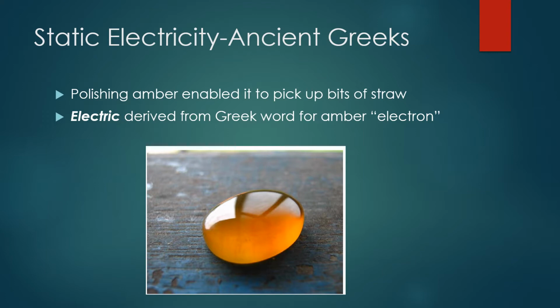Back in ancient Greece, they discovered static electricity when they were polishing an amber stone. What they realized was that it enabled the stone to pick up pieces of straw. It did this because of the static electricity that was created with the friction of polishing that amber. The word electric is derived from the Greek word for amber, which is electron.